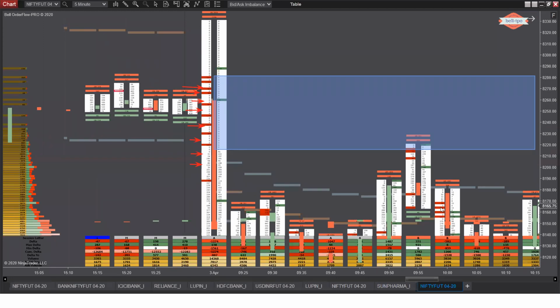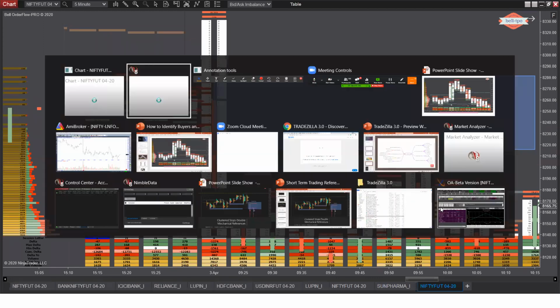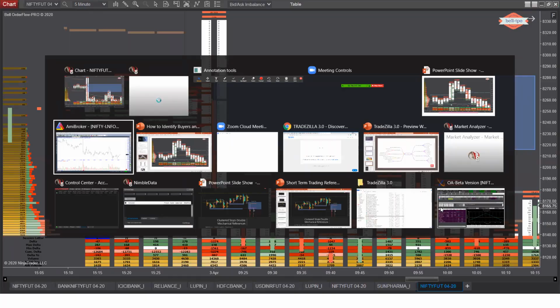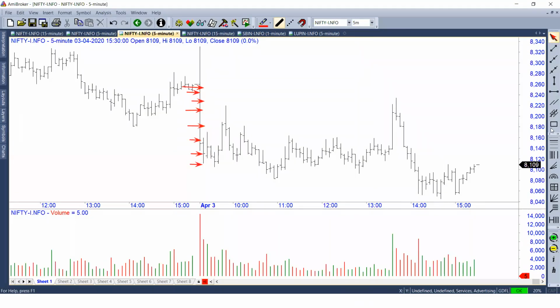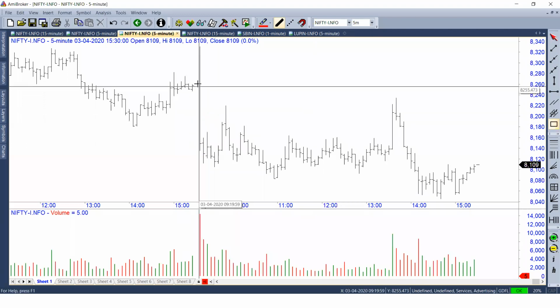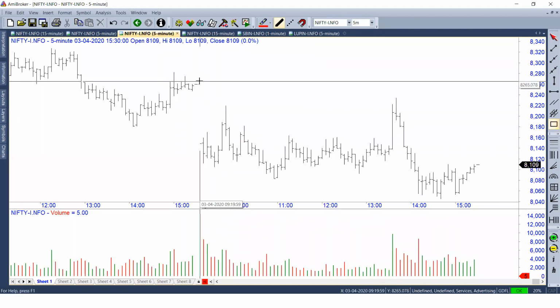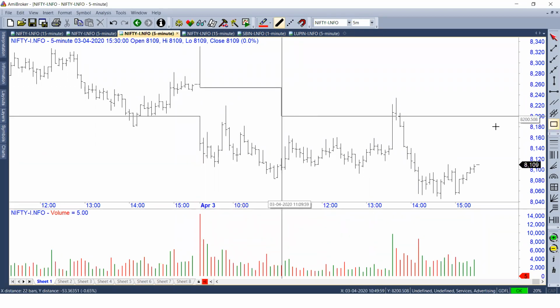I can draw the same band in AmiBroker as well. So 8220 to 8280. Let me pull it up and watch. Let me draw the band here as well. I'm going to draw a similar band from 8280 to 8220.